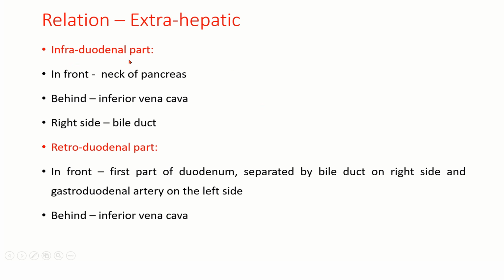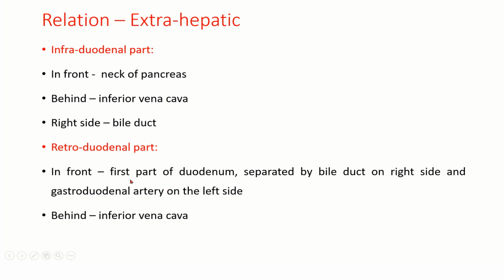So as this was infraduodenal, in other words, we can also call it the retropancreatic part. So in front is neck of pancreas, behind is inferior vena cava, right side is bile duct. And this is the retroduodenal part. In front is the first part of duodenum, behind is the inferior vena cava.